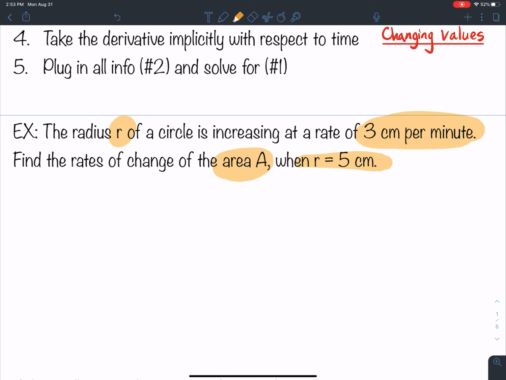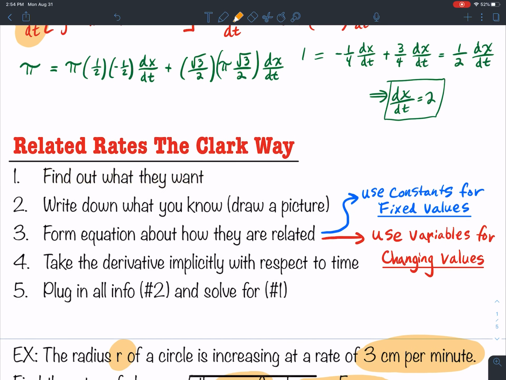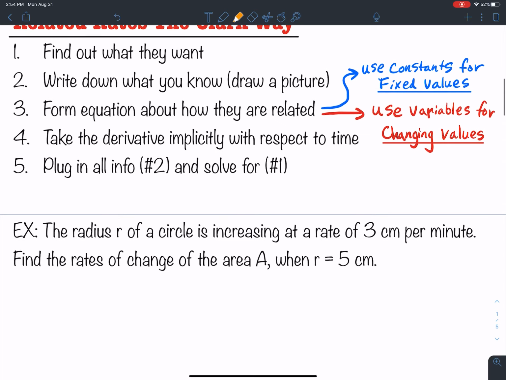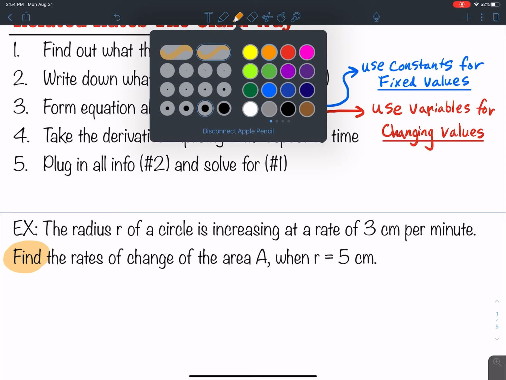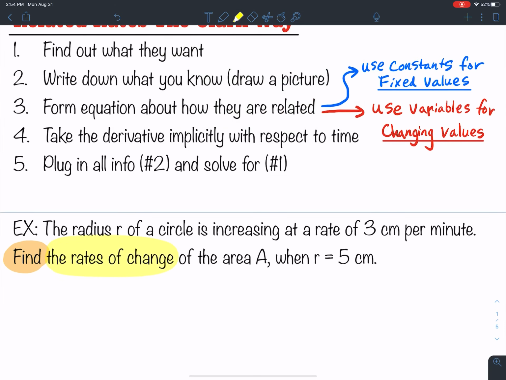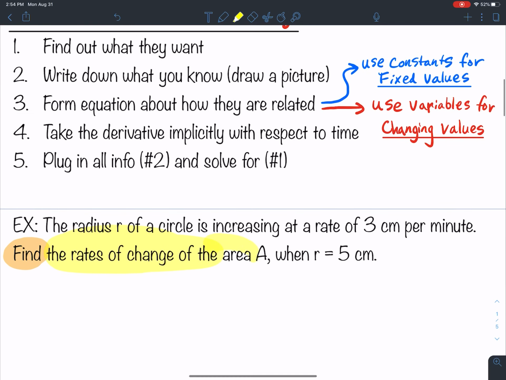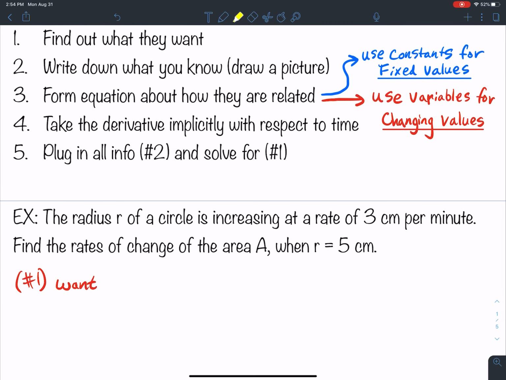What does number 1 say to do? Number 1 says, well, find out what they want. How do I figure out what they want from a word problem? Anytime I see the word find, that is probably what you're looking for, right? So anything that comes right after that represents what they want. They want the rate of change of the area. Now, the rate of change is with respect to t, time, right? So the derivative of area with respect to time, dA/dt, that's what we want.